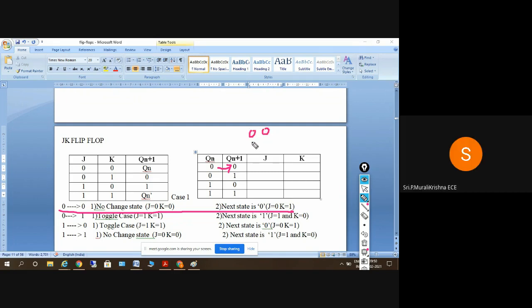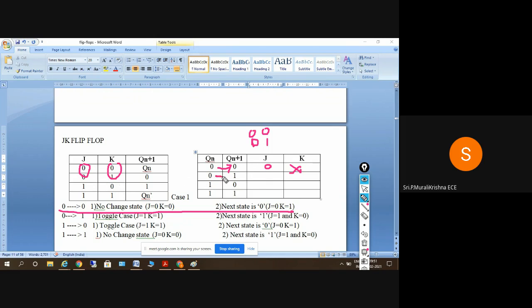So the next state is 0, and we get J is equal to 0, K is equal to 1. So it is nothing but 0, don't care. The value of J is 0 and the value of K is don't care.